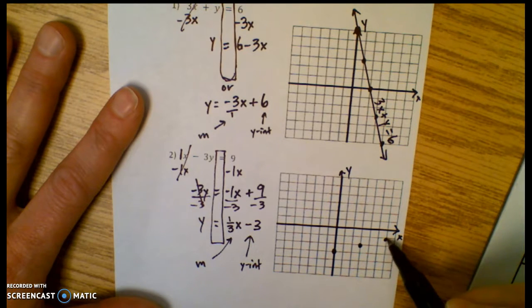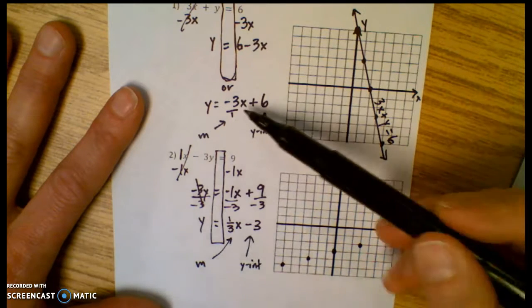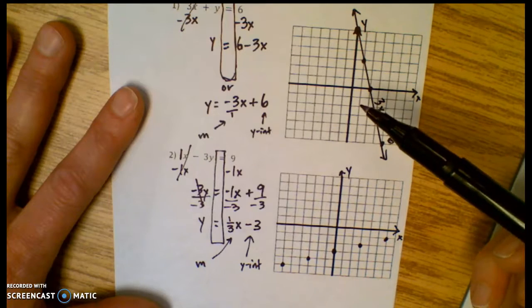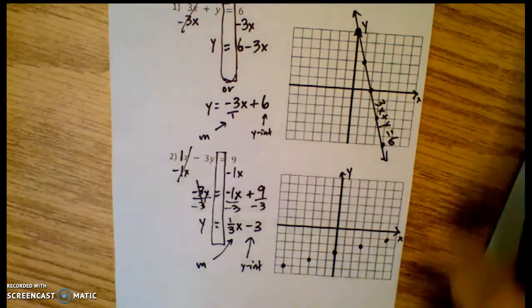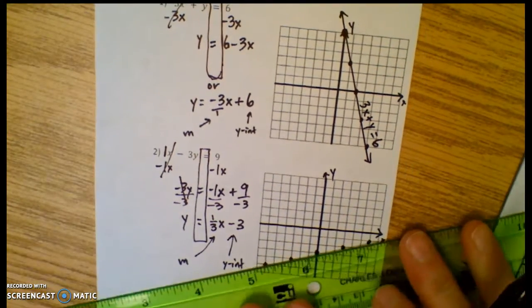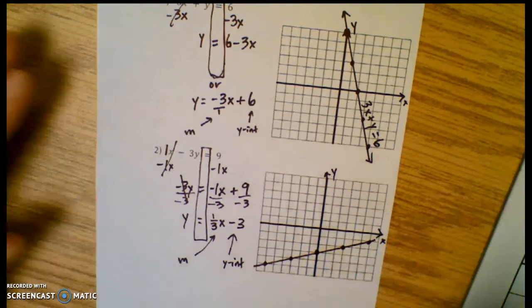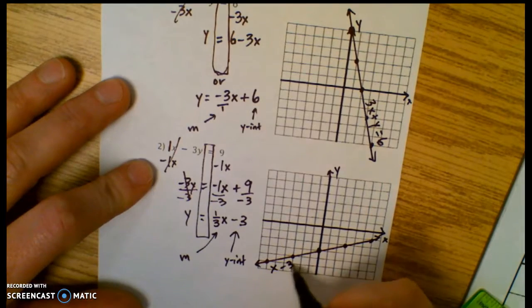You'll notice that this line is not as steep as the other one. The other one's steeper because we had a rise that was 3 boxes and a run that was only 1. This is a rise of 1 box and a run of 3. So again, you're going to connect with your ruler. You're going to make sure that you have arrows at both ends, and you're going to label with the original or the transformed equation.